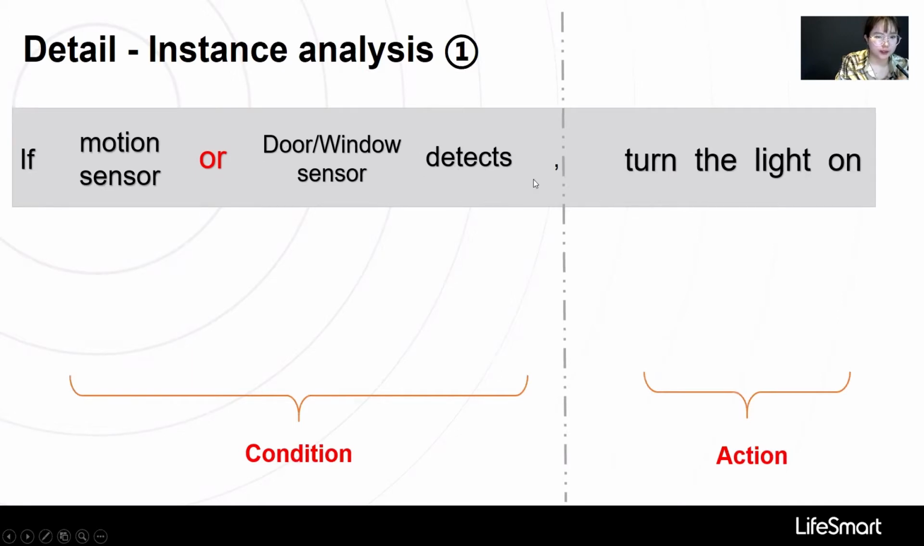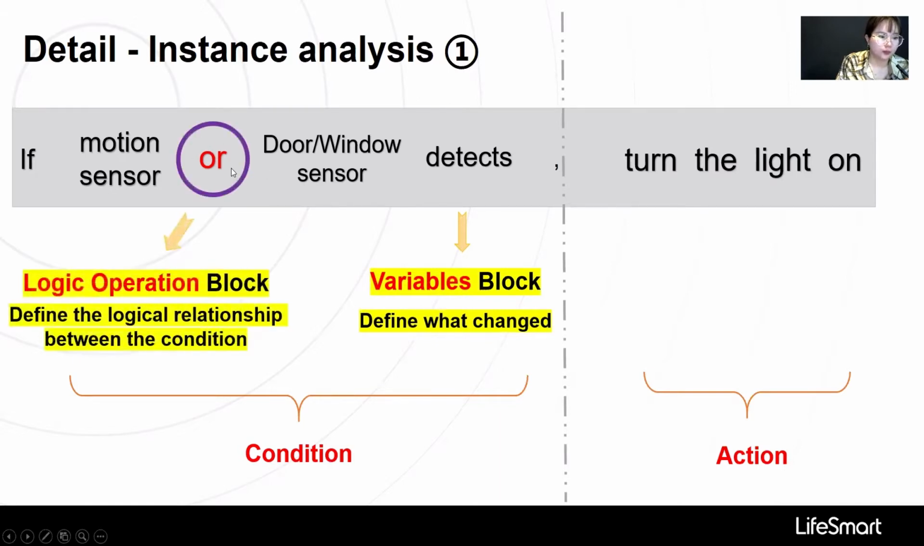And the first, "detect", is actually a change. It means the motion sensor changes from no detection to detect, right? Such a kind of change we define as a variables block. And also, you can see here is an "or", which I made red. It is a logical operation block. It defines the logical relationship between the conditions.